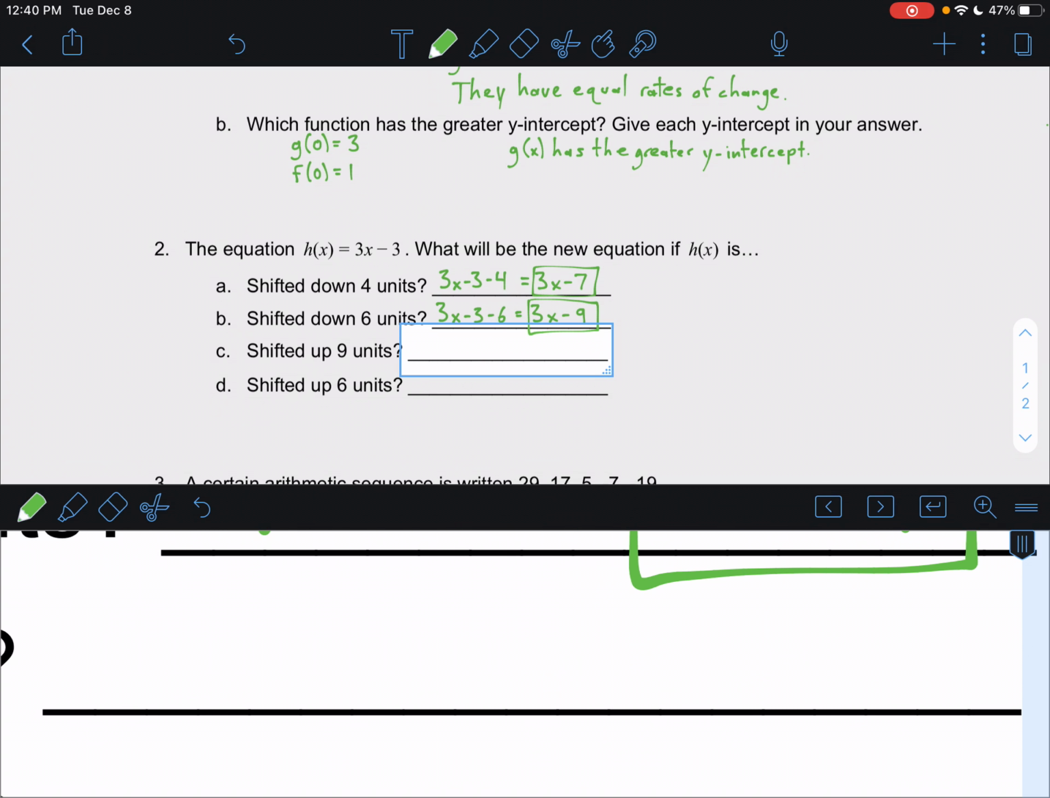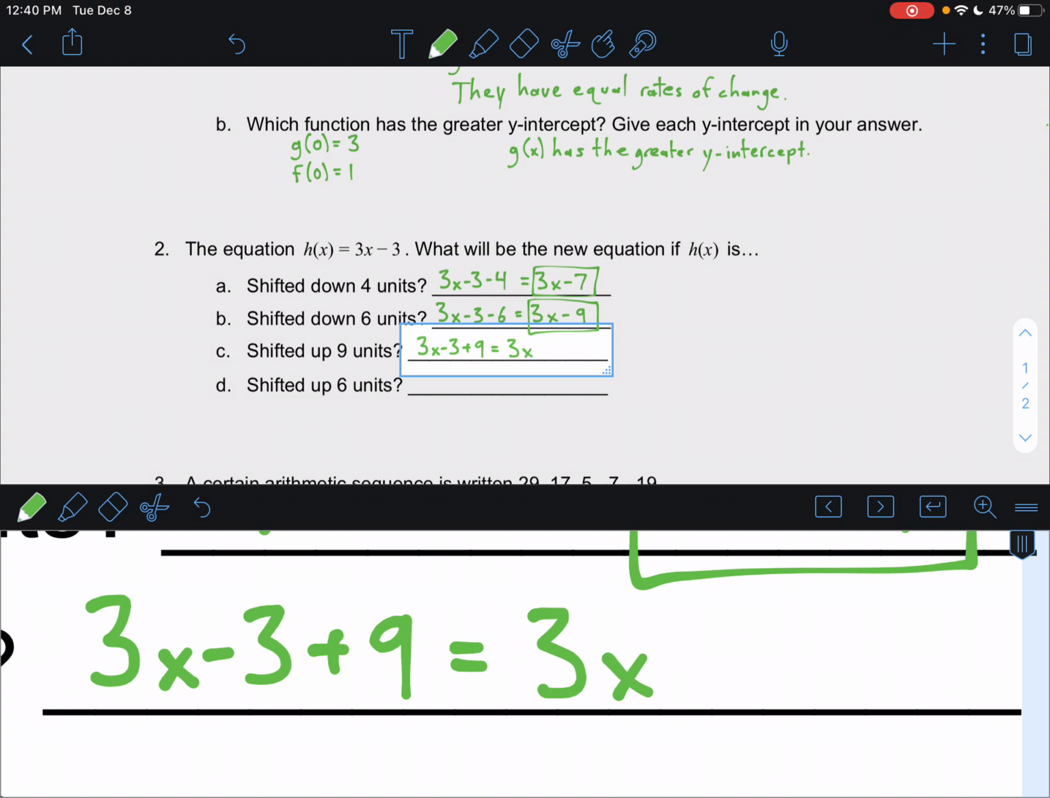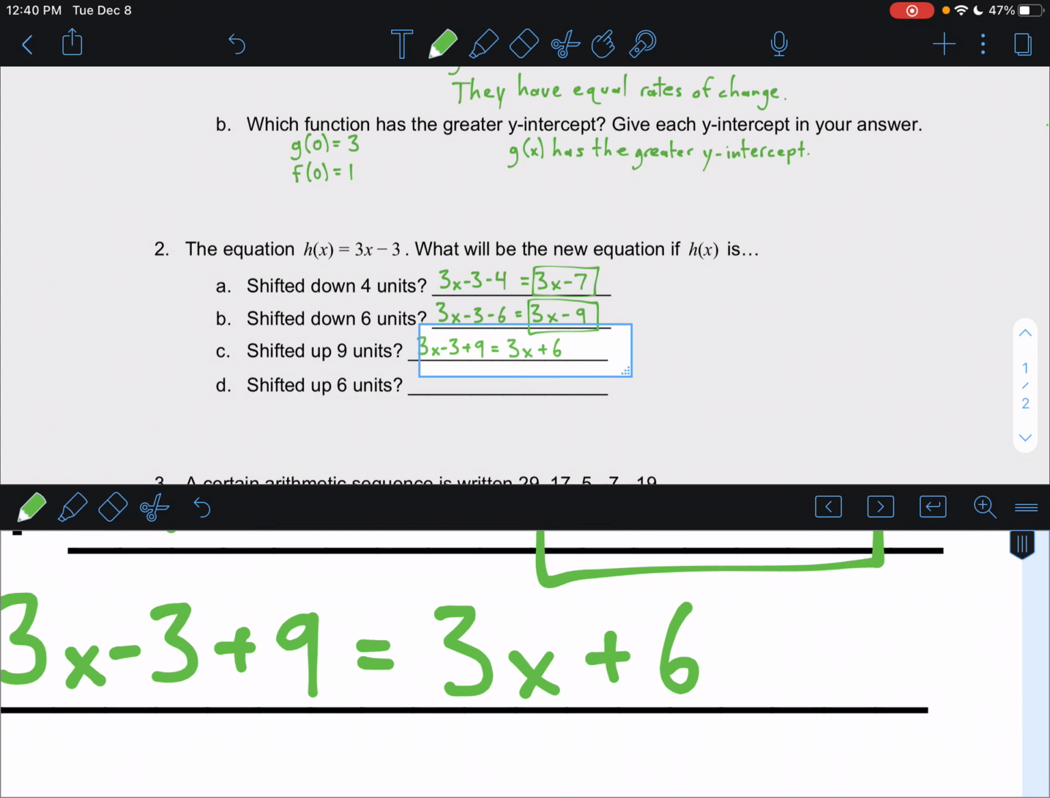If it is shifted up 9 units, so I'm going to have 3x minus 3, and this one is going up, so I'm adding the 9. So I have 3x still there. Then minus 3 plus 9. So when I combine my like terms, that's going to come out to plus 6. That would be my answer if 3x minus 3 was shifted up 9 units.